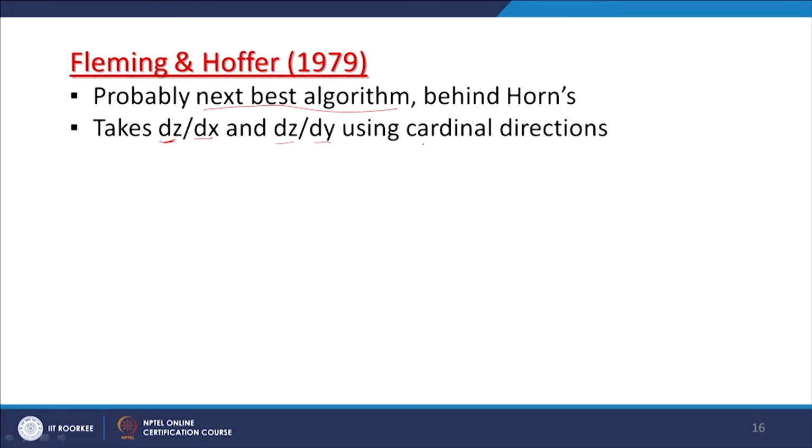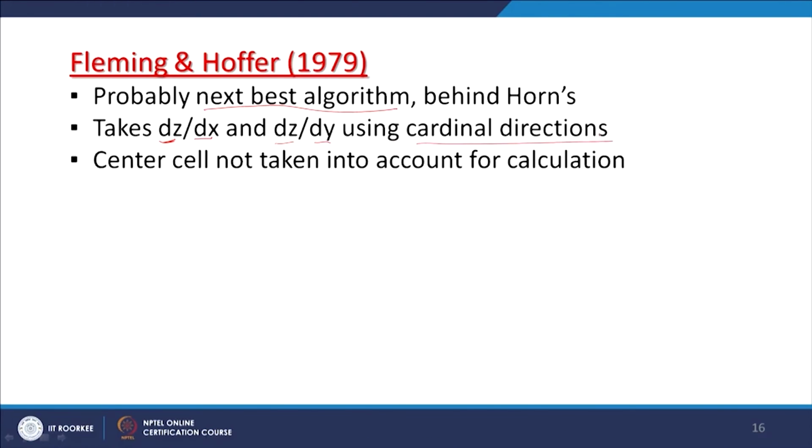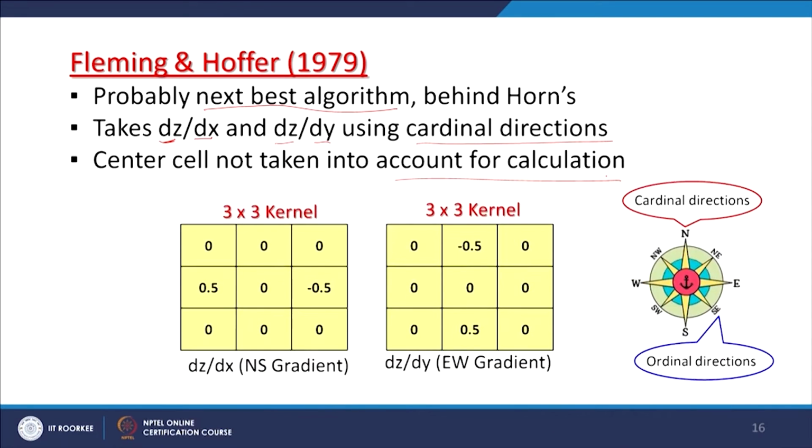dz over dy using cardinal direction. Now, these cardinal directions I will just discuss in a minute, and the center cell is not taken into account for the calculation, completely ignored. Now, about the cardinal direction. These directions with reference to north: when north, south, east, west are there, we say cardinal direction. When northeast, northwest, southwest and southeast are there, then we say ordinal direction.